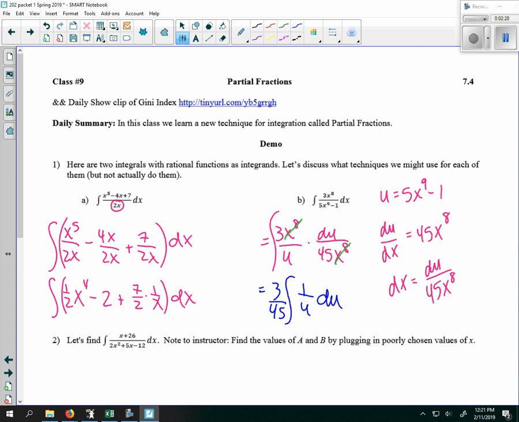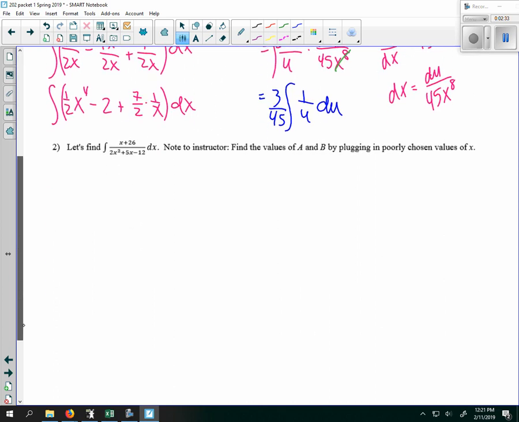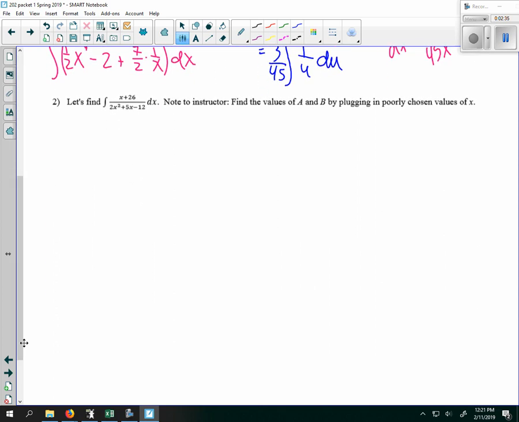So rational functions don't always require a new technique, but here is one that does require a new technique. All right, so I want to find the integral of x plus 26 over 2x squared plus 5x minus 12. So the first thing I'm going to do, this is my new technique, I'm not going to do anything with integrals so far. I just want to rewrite my fraction in a simpler way that will make integration easier.